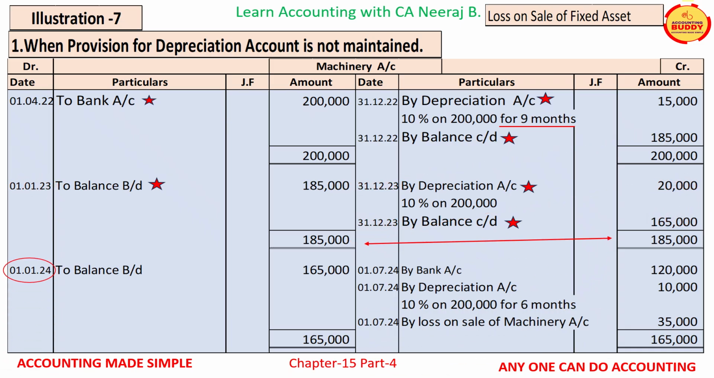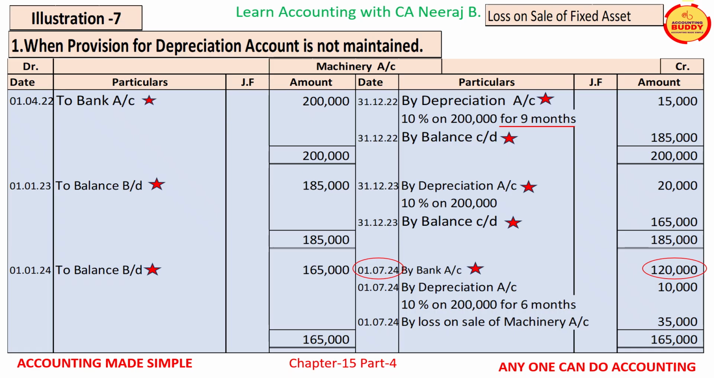On 1st of January 2024, the closing balance of $165,000 as on 31st December 23 will become the opening balance for the financial year 2024 and will be shown on the debit side of the machinery account by writing the words to balance brought down. On 1st of July 2024, machinery is sold and the sales proceeds for $120,000 is posted on the credit side of the machinery account by writing the words by bank account under the particulars column.